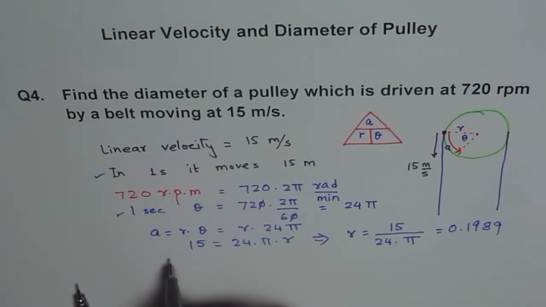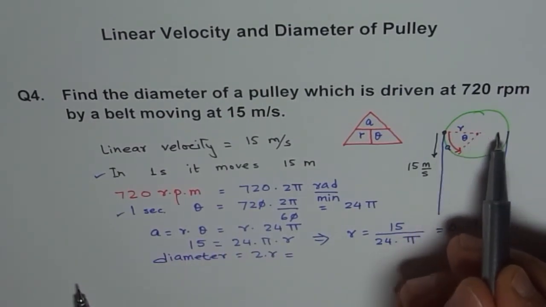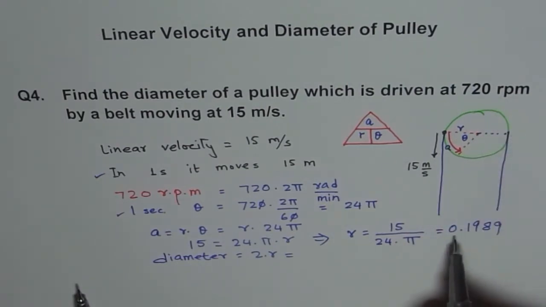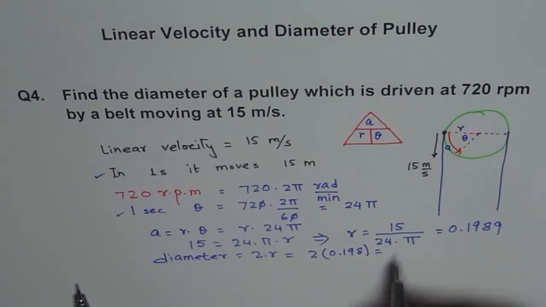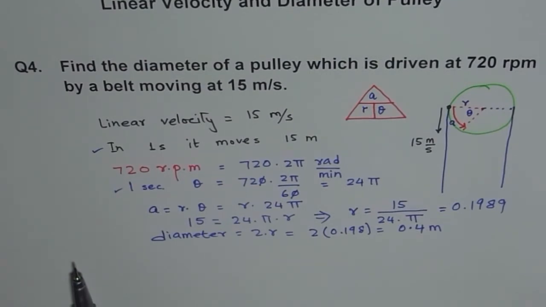So the diameter we are finding, diameter is 2 times r. Diameter will be this much. Let's assume this to be 0.2. So 2 times 0.2 is 0.4 meters, because this is in meters. So that is our answer, 0.4 meters. That is how we can find the diameter of the pulley. If you want to put it in centimeters, you can always multiply by 100 and then write your answer.